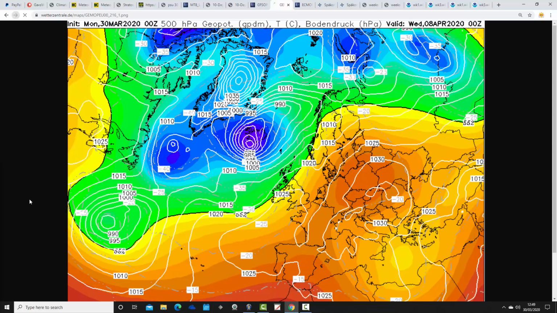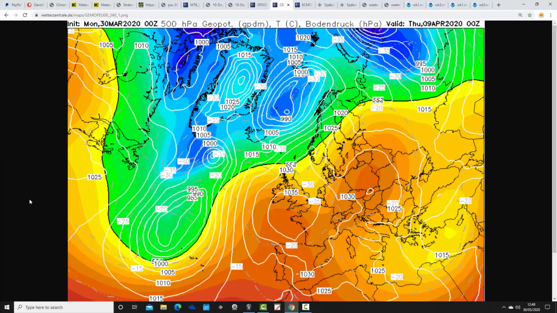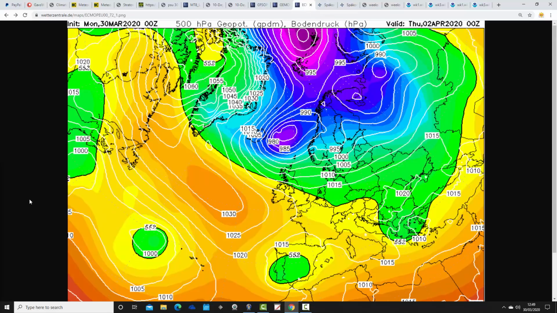Maybe starting to go a bit more unsettled in the north and west around day 10, but that's how we look as we get to day 10, which is Thursday, the 9th of April. Still under a ridge of high pressure, really, so quite a bit of dry weather, just a bit more showery and unsettled up in the north. But really, that's relatively dry, and temperatures should still be holding up quite nicely, I would have thought.